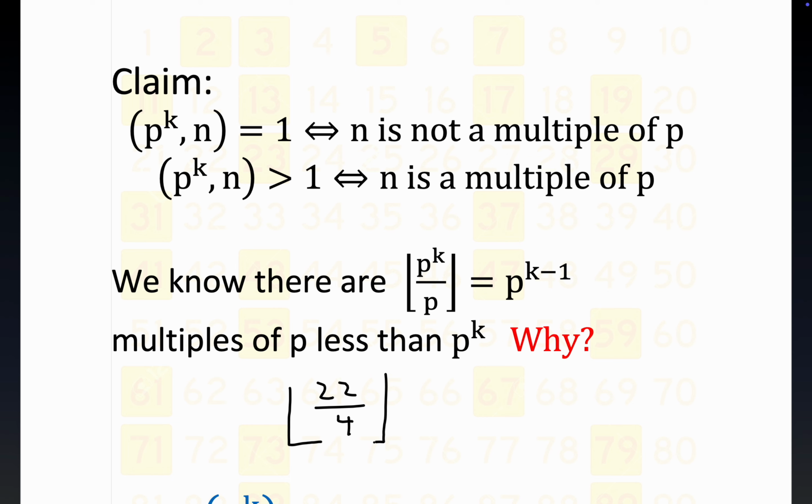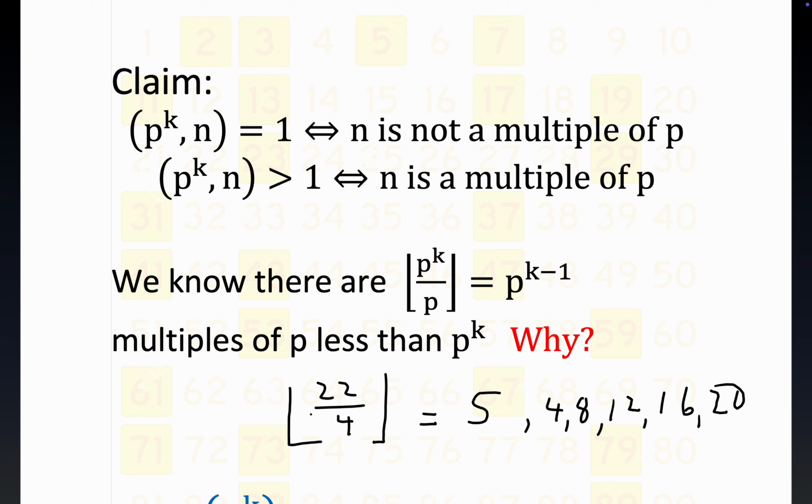Notice that this is equal to 5. But what is that? That is exactly the number of multiples of 4 that are less than or equal to 22. This isn't too much trouble to write out: 4, 8, 12, 16, and 20. So the floor function is more useful when you're talking about a fraction, but it still gives you the number of multiples of 4 that are less than 22.